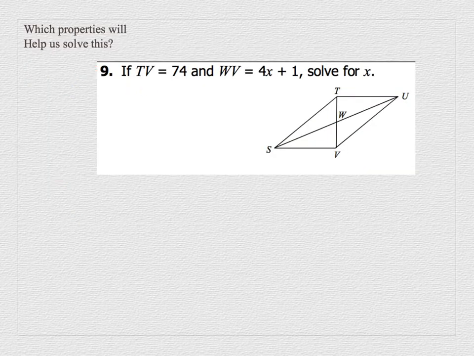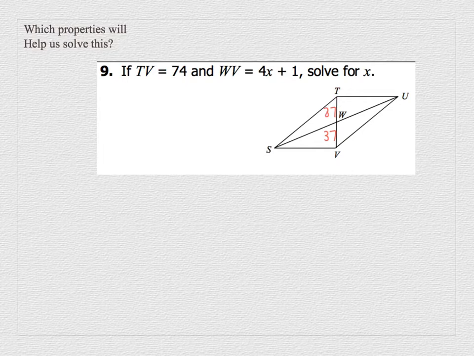Well, let me look at T to V. T to V looks like it's a diagonal, and W to V, part of a diagonal. So what's going to help us is knowing the property that the diagonals bisect. So let's fill in what we know. From T to V is 74. And since the diagonals bisect, each part is going to be 37.